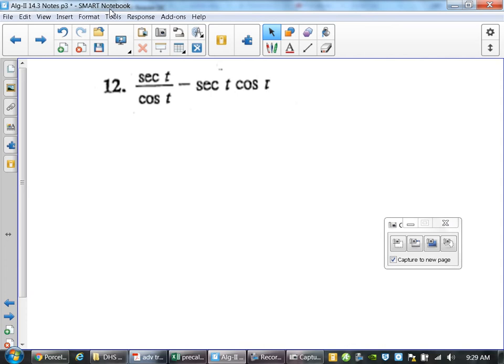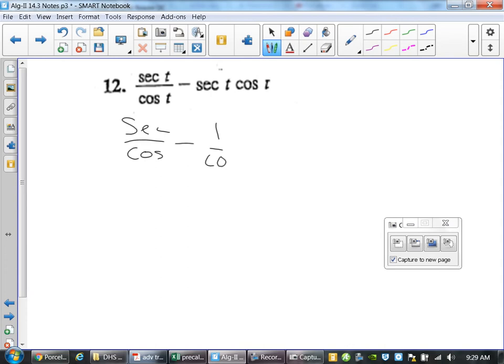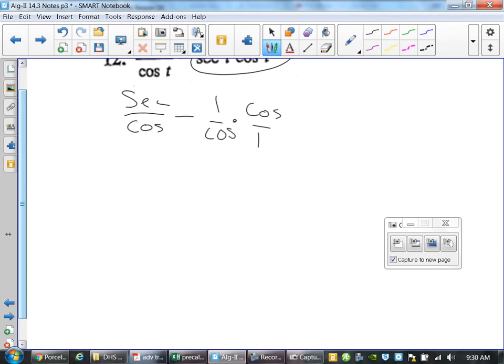So this one I have secant over cosine minus secant times cosine. In this case, right away, I notice that I have secants and cosines and they're inverses of one another. So if I take the left part of this and just leave this for right now, I get 1 over cosine times cosine over 1. So this portion of the problem equals what? 1. Okay. So I have secant over cosine minus 1.